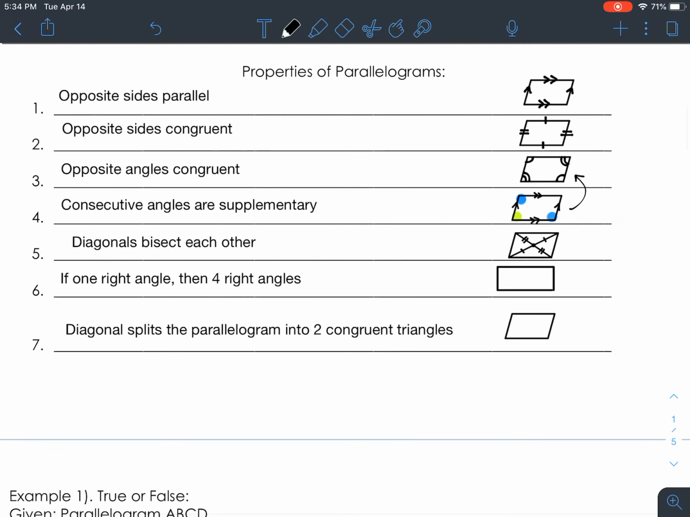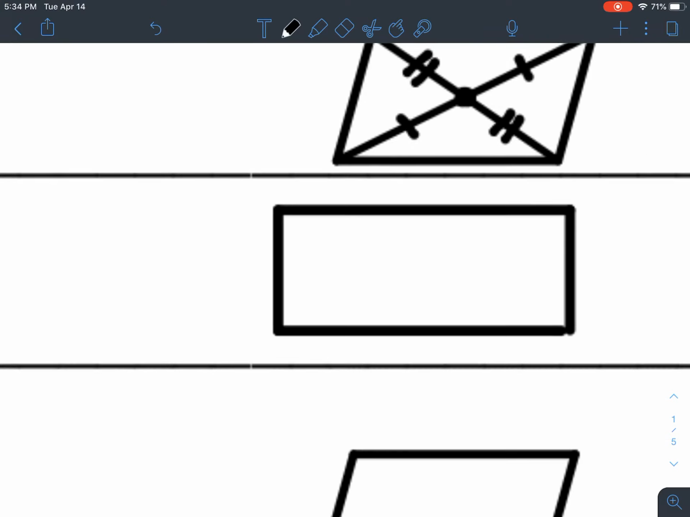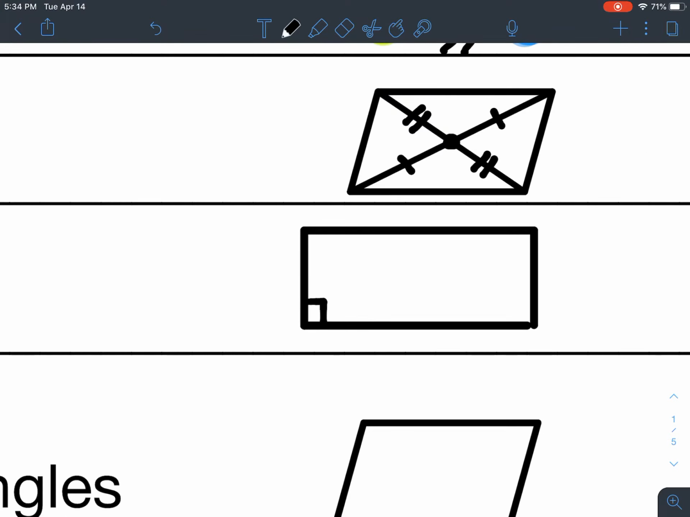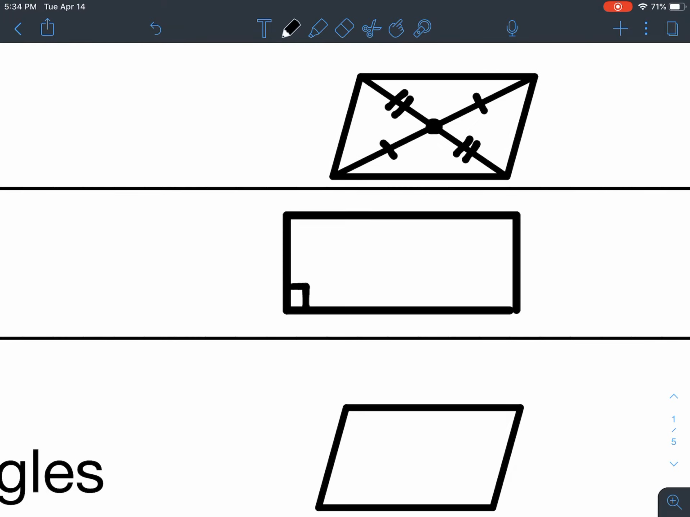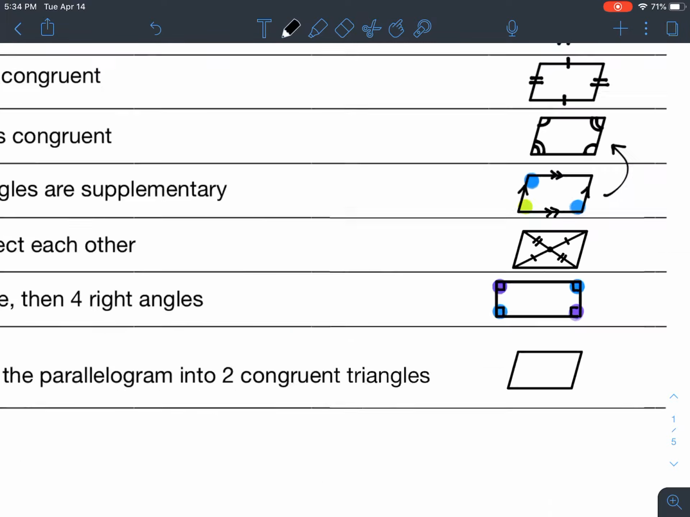The 6th one is if one right angle, then 4 right angles. What that means is if you had one right angle in a parallelogram, you can conclude that all of them have to be right. That should make sense because if this is a right angle, we know this also has to be a right angle because opposite angles are congruent. We would know that this right here has to be a right angle because of the same side interior supplementary, which means that this one over here has to be a right angle because opposite angles are congruent.